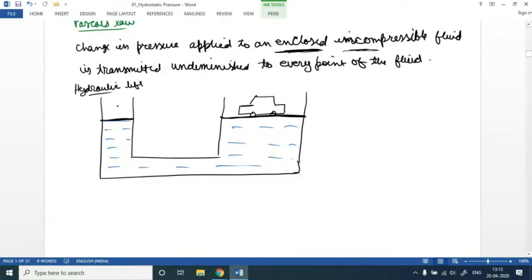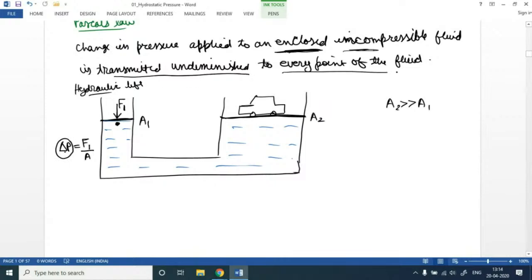So what we are going to do here is just make sure in the design that this is A1 and this is A2, and A2 we want to keep much greater than A1. Then we will be applying some force F1 over here. Due to application of this force, the pressure at this point will change. Let's say the pressure will change by delta P, and that will be equal to F1 by A1. So at this point pressure is changing by delta P, and this change of pressure will be transmitted undiminished to every point of the liquid.